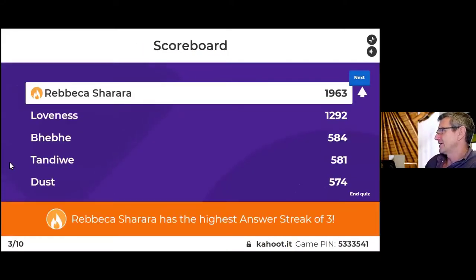Rebecca has powered into the lead. All right, Loveness is still holding at 1200, but now we've got more people on the board, and Rebecca has had a winning streak of 3. She's got it correct 3 times.